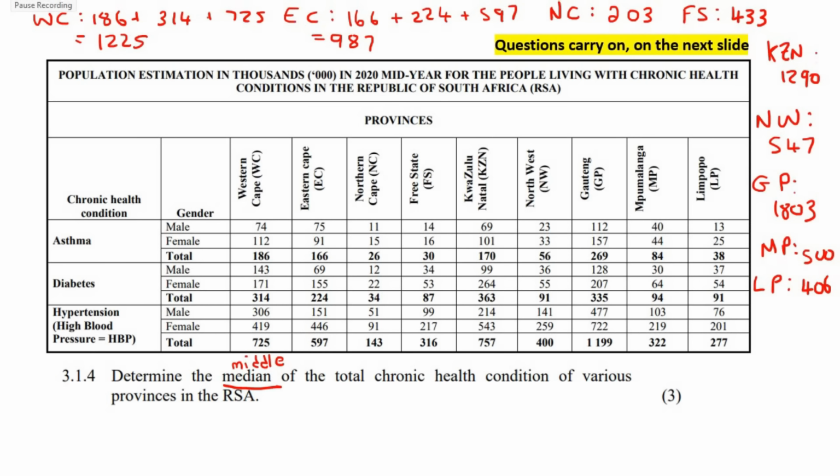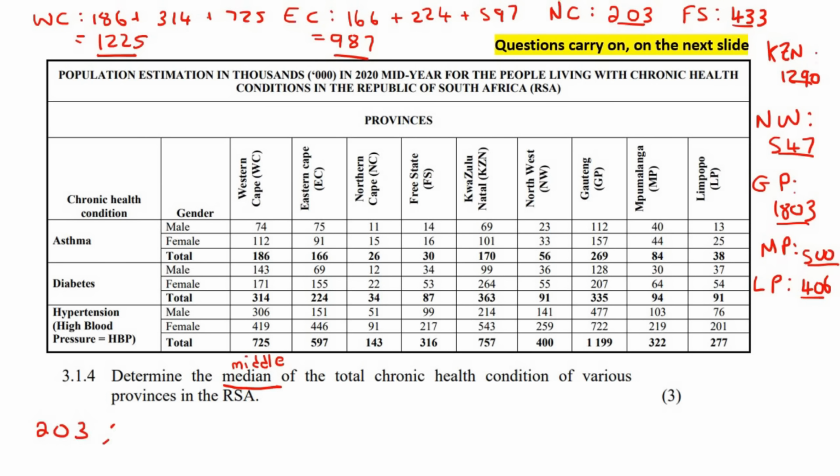So there I went and calculated all of the values for the different provinces. Now, to do the median, you have to arrange them from smallest to largest, okay? So here we've got Western Cape, Eastern Cape, Northern Cape, Free State, KZN, Northwest, Gauteng, Mpumalanga, and Limpopo. So what is the smallest value? It looks like it's going to be the Northern Cape. Okay, so we put that one first.